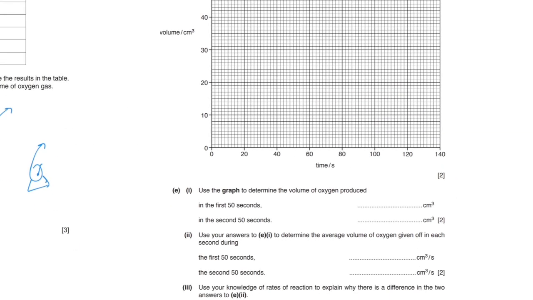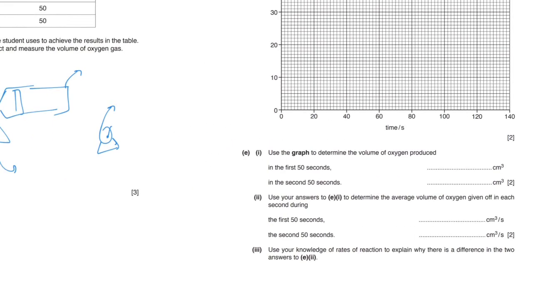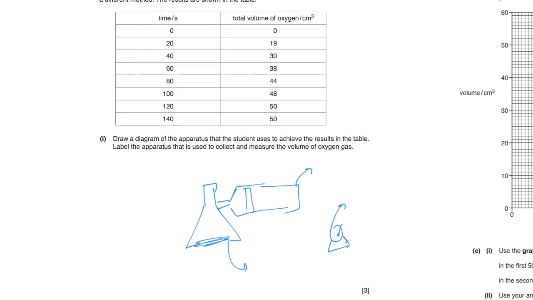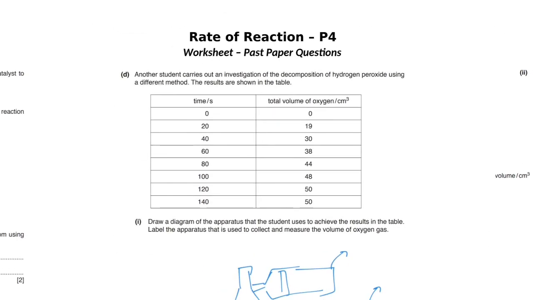Use the curve to determine the volume of oxygen produced in the first 50 seconds, the second 50 seconds. I think you will be able to do this. It's not much of a problem here. So you need to understand one thing, that this is not just rate of reaction. This is also an objective.